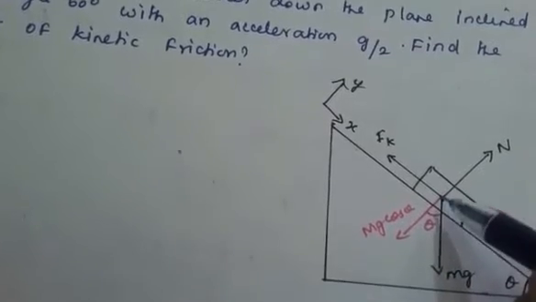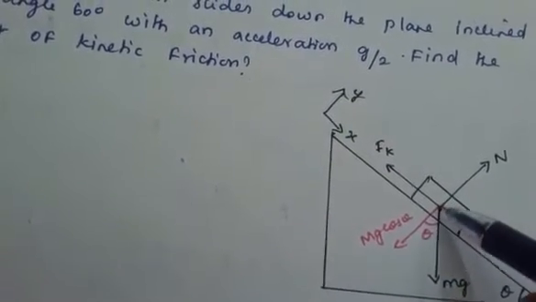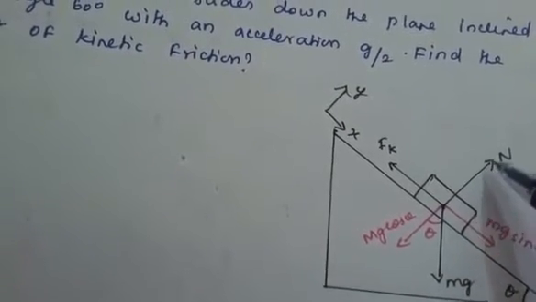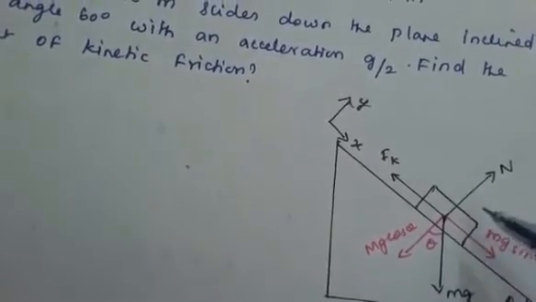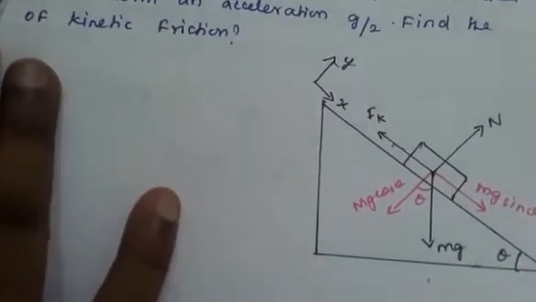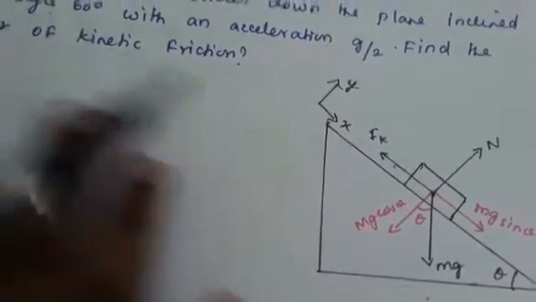Now, what are the forces acting on the block? Here there is a gravitational force acting downwards. And here a normal force is acting, perpendicular to the surface. And in this direction, opposite to the direction of motion of the block, the frictional force is acting.